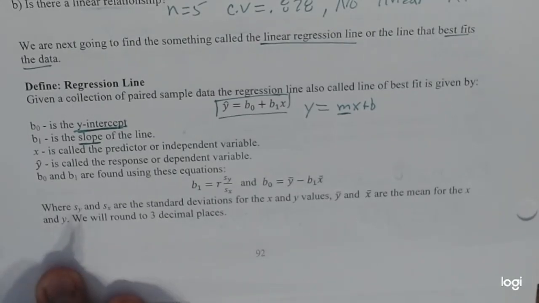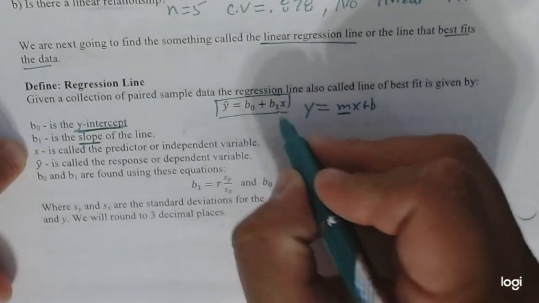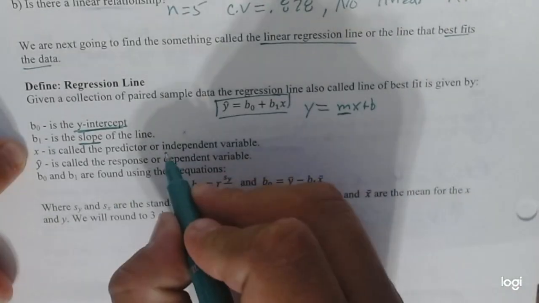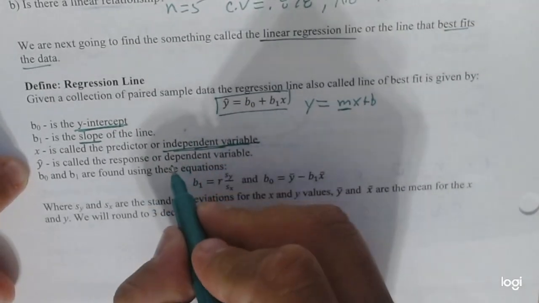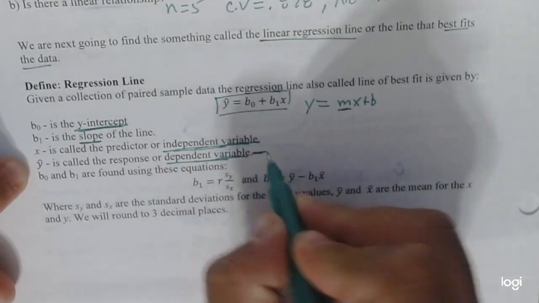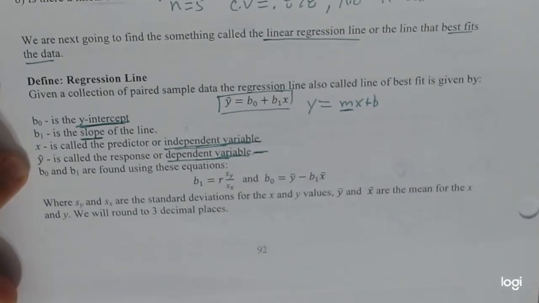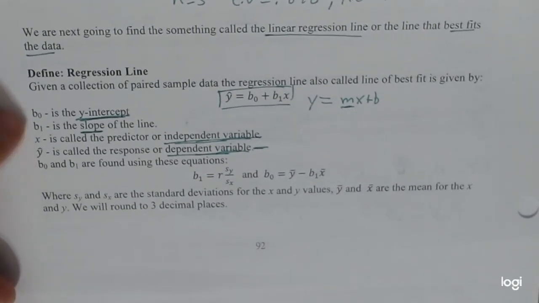Right, so that's that portion. And now the rest we can just figure out ourselves. First off, the x itself is called the predictor, or independent variable. Y hat is called the response, or dependent variable, and has another name we'll talk about at the end of this section as well. Okay, so those are the main focuses.